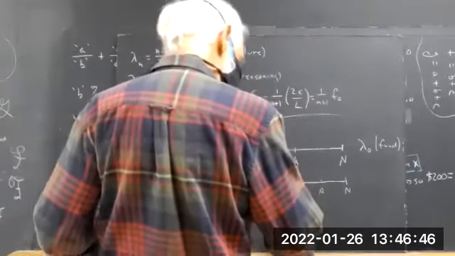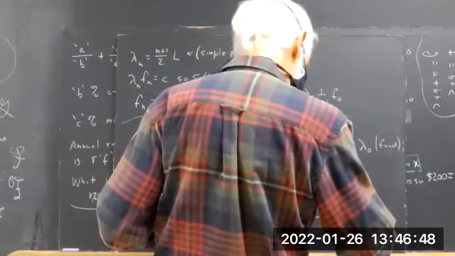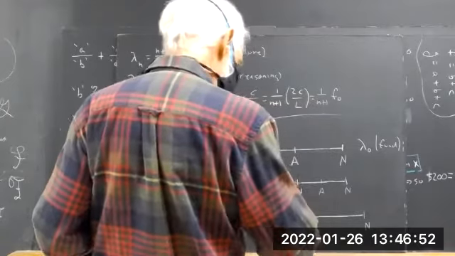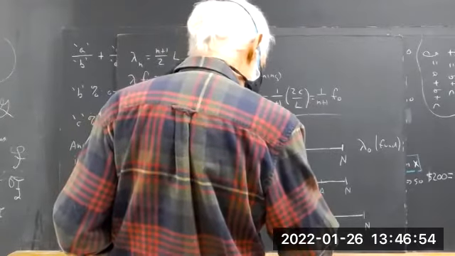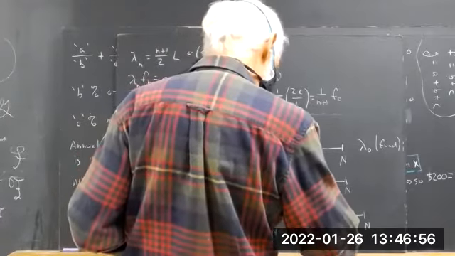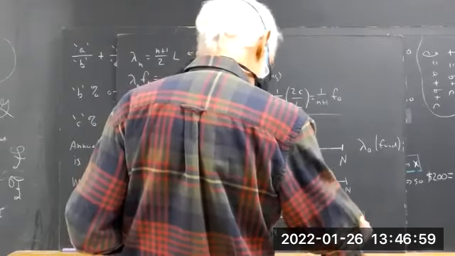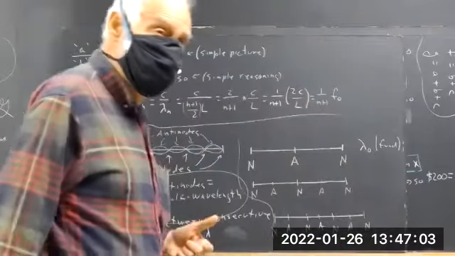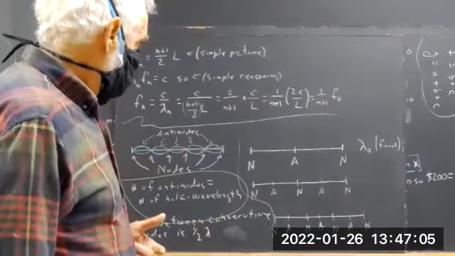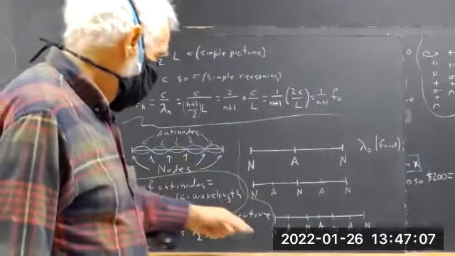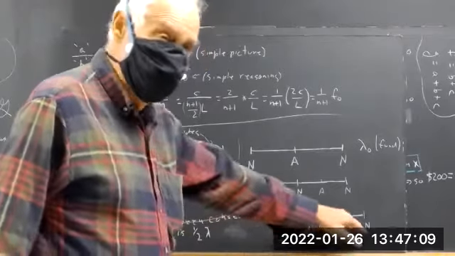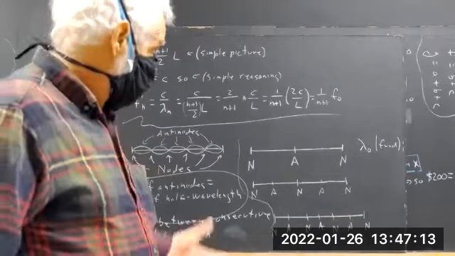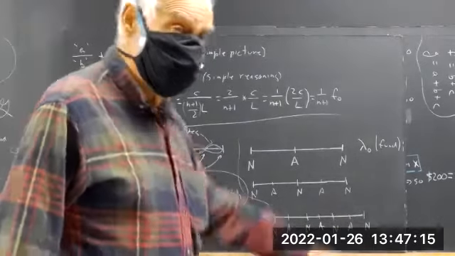Now you're going to have two nodes in between here, and they have to be equally spaced. It's drawn that way, but okay. So this node-antinode pattern tells you what you need to know about the wavelength.